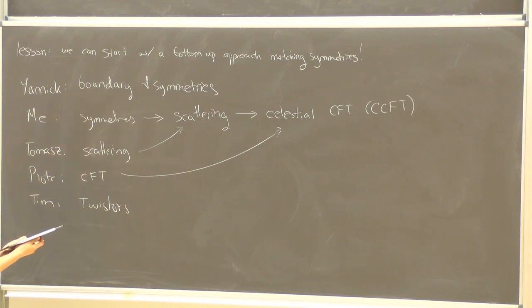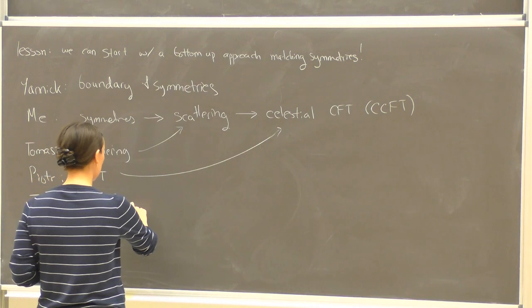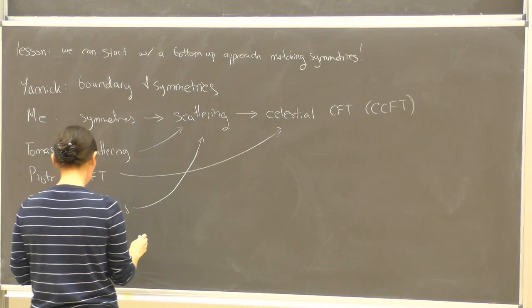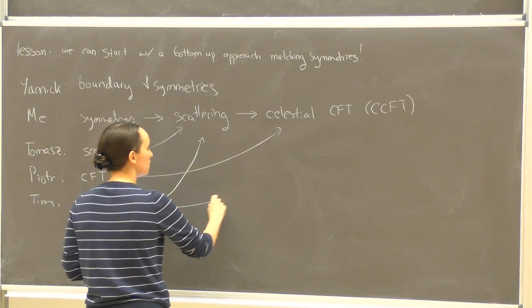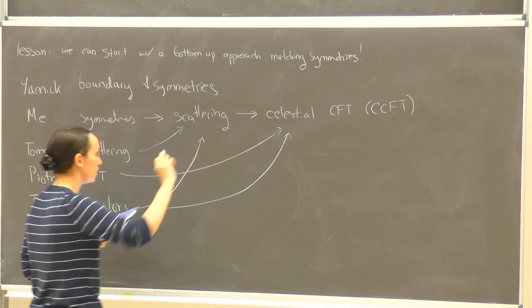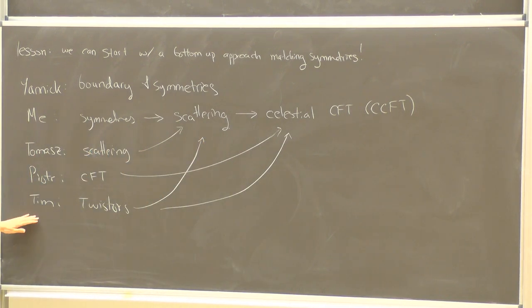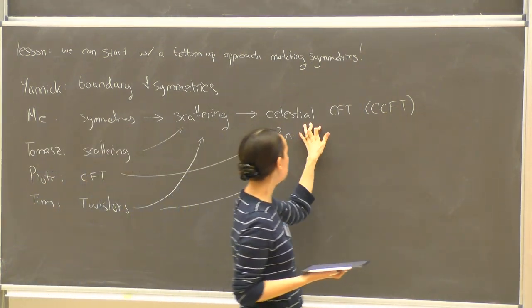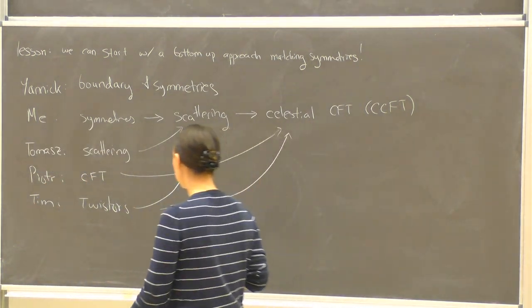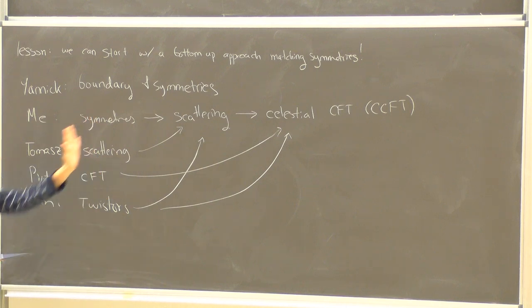And then the cool thing about what Tim is going to tell us about is not only that it's going to help you with certain aspects of understanding scattering, but also there's recent work, which is a little bit further afield from the stuff you're going to see in his lectures, where some examples of top-down constructions of celestial CFTs are using twisted holography, which is a whole other topic.